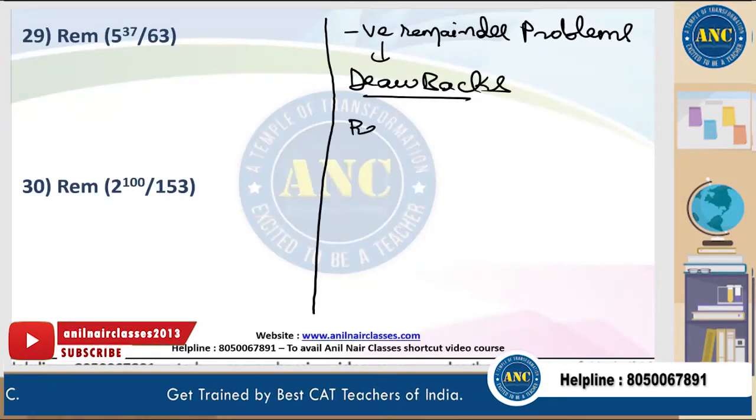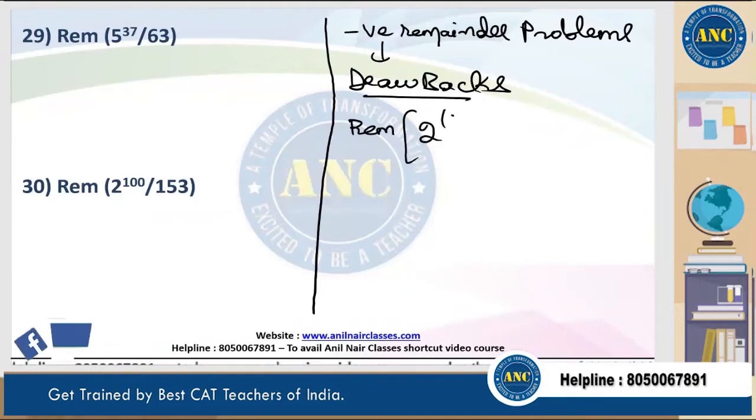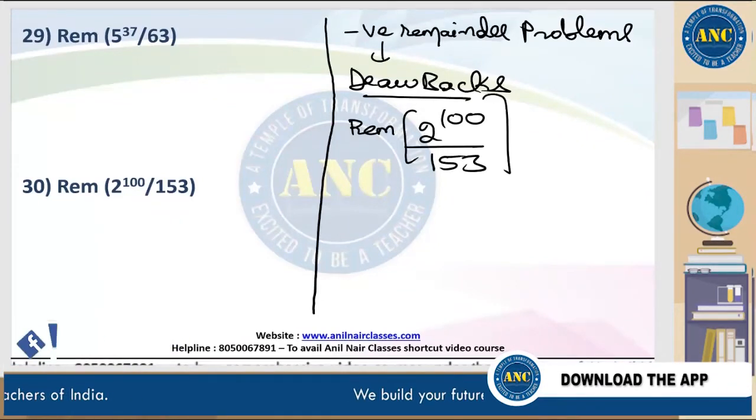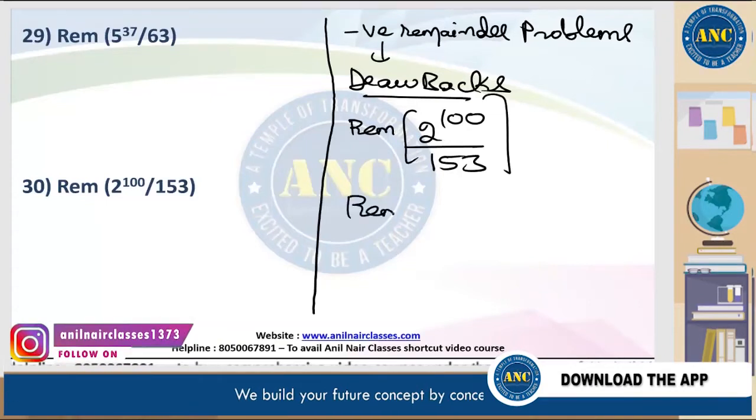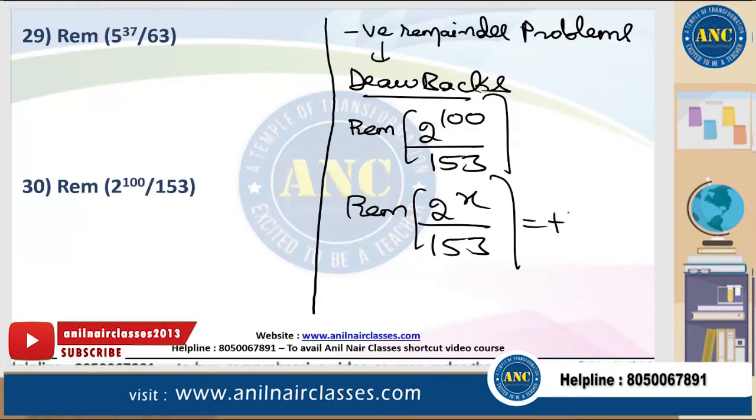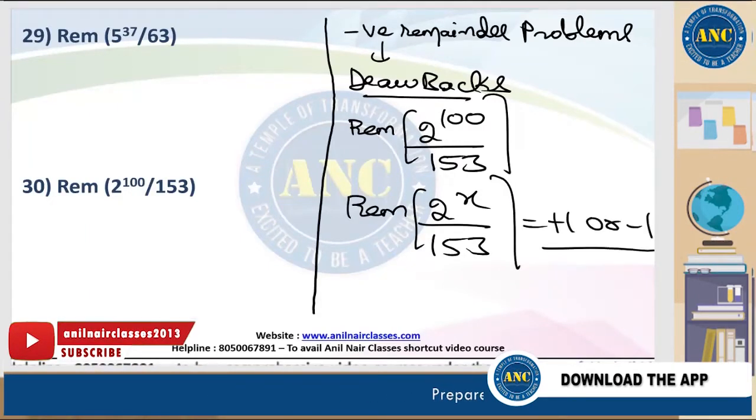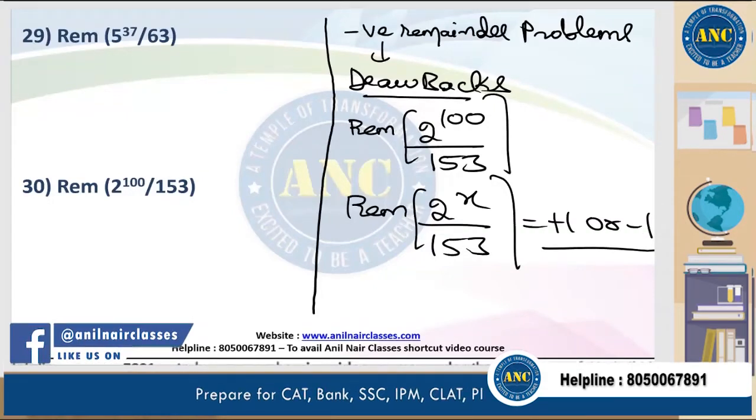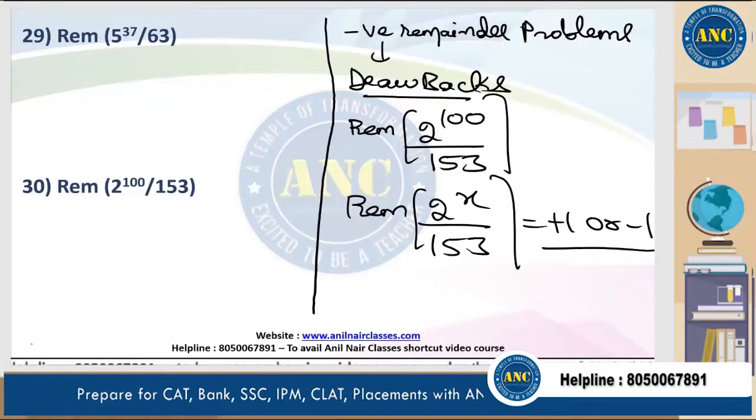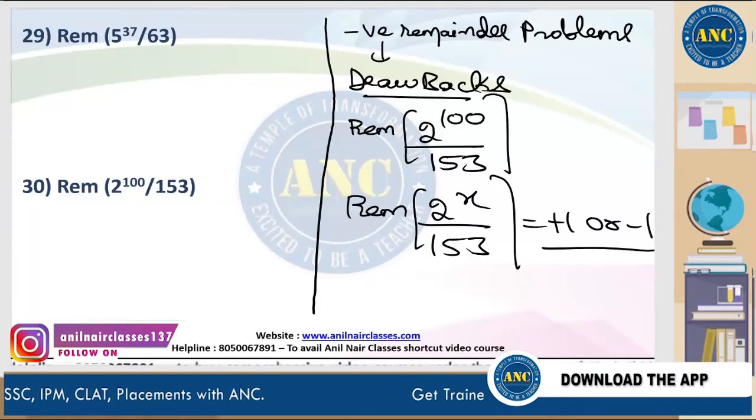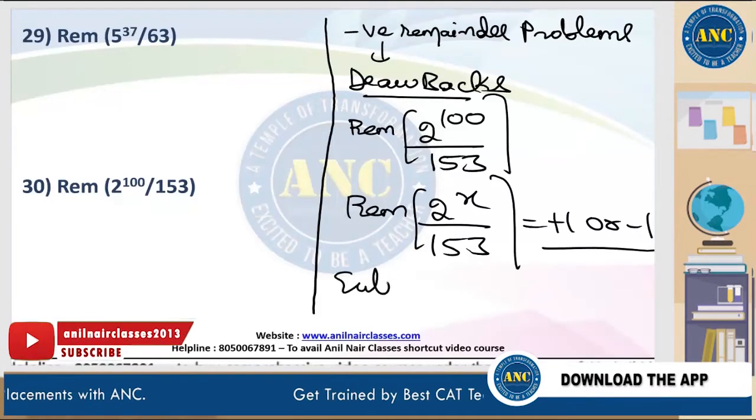if I were to solve the remainder of 2 power 100 divided by 153, checking which power of 2 when divided by 153 gives plus 1 or minus 1 will be difficult. So how to solve this? By using Euler's theorem.